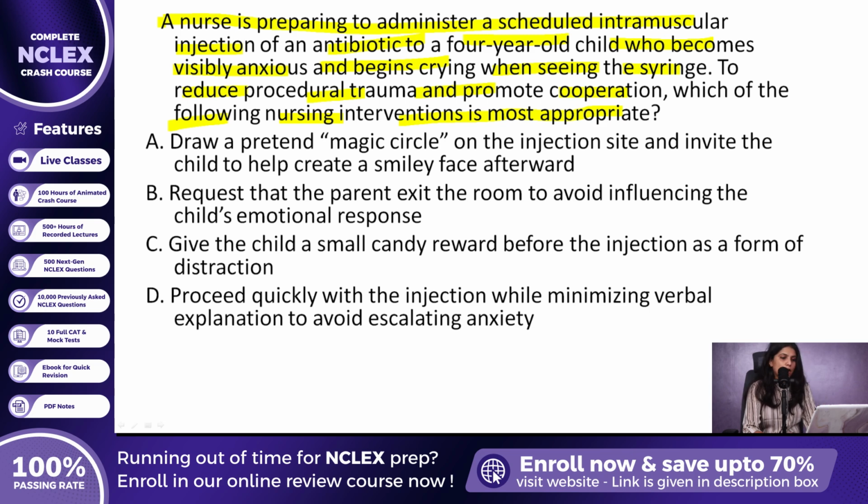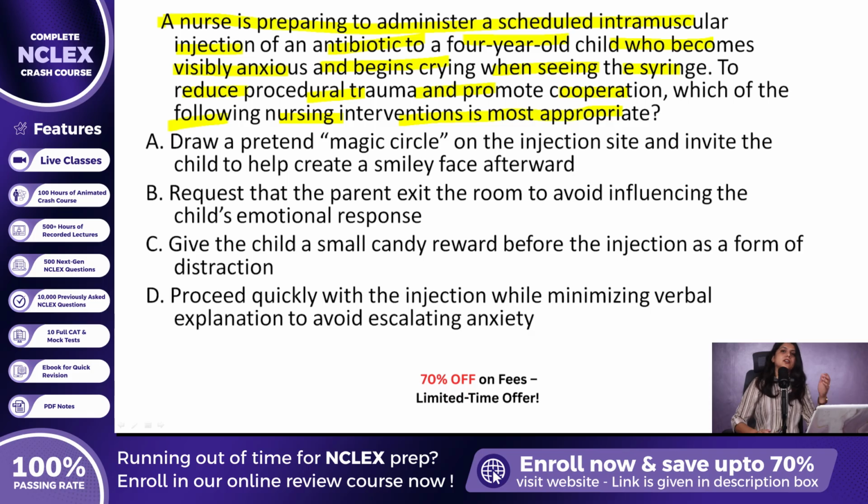Here are your choices. Option A, draw a pretend magic circle on the injection site and invite the child to help create a smiley face afterward. Option B, request that the parent exit the room to avoid influencing the child's emotional response. Option C, give the child a small candy reward before the injection as a form of distraction. Option D, proceed quickly with the injection while minimizing verbal explanation to avoid escalating anxiety. When dealing with young children, combining creativity with compassion is often the key.